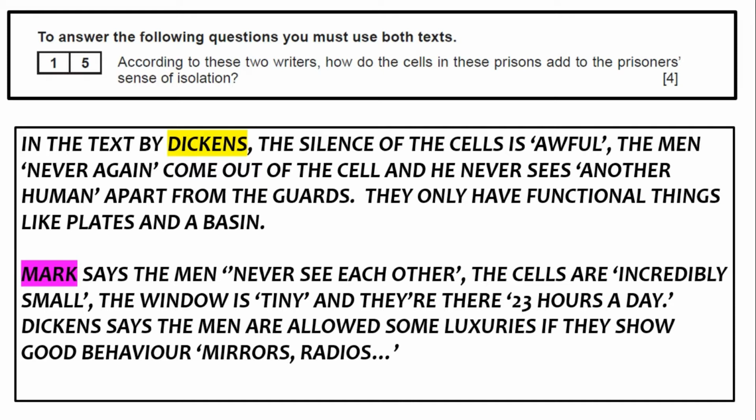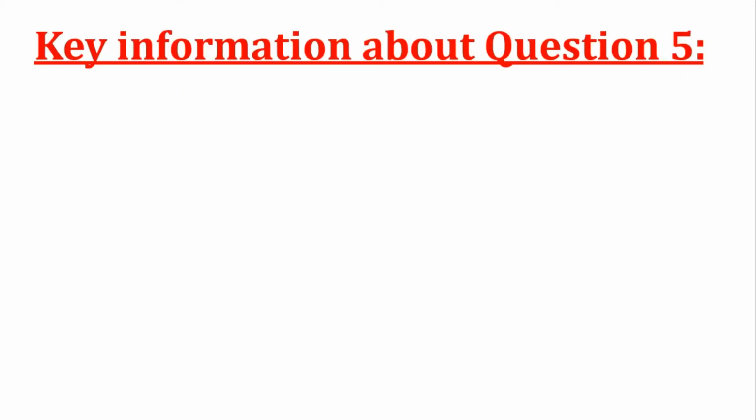So all I'm doing is picking out the information of the text. I'm not saying in this question, this suggests or anything like that, I'm just picking out the information. Mark says the men never see each other, the cells are incredibly small, and they're there 23 hours a day. Again, I've written more quotes than I need to, but I've tried to shove in everything to my answer. If you've got a bit of time, pull in more quotes. If you haven't got time, just put 2 each.